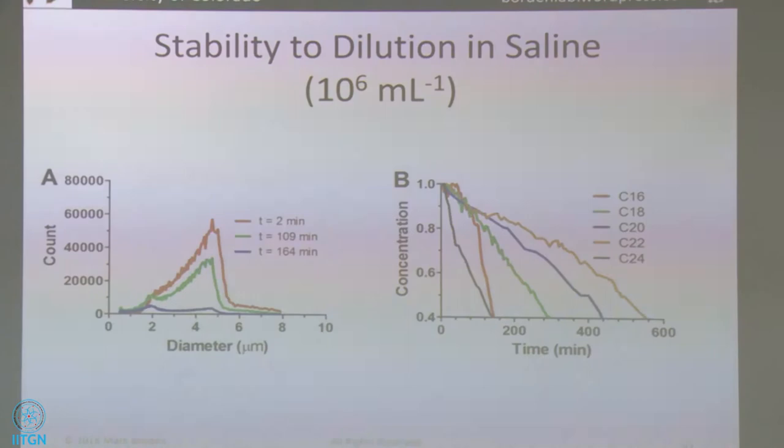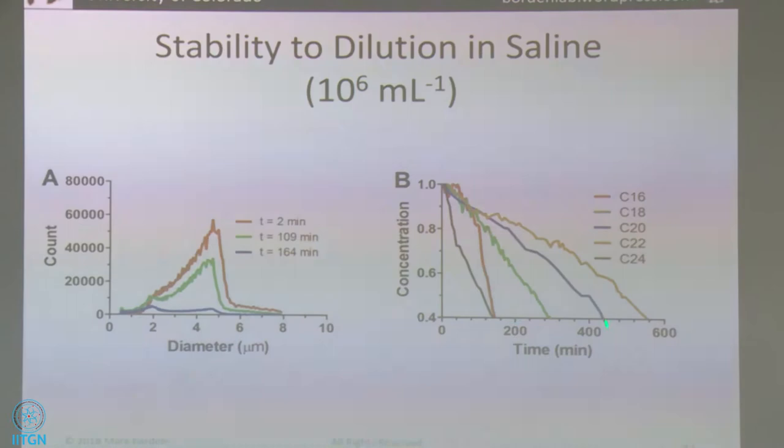This is the concentration as a function of time. C16 is pretty small, and it increases to C18, more with C20, more with C22. But for C24, it drops. Okay? So we're actually seeing that C24 is less stable, even though it's a longer chain.